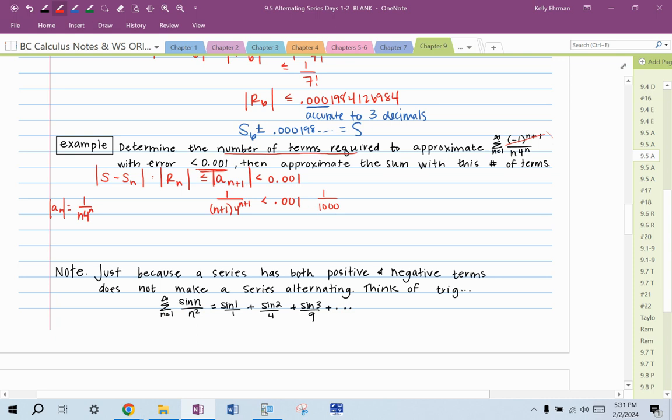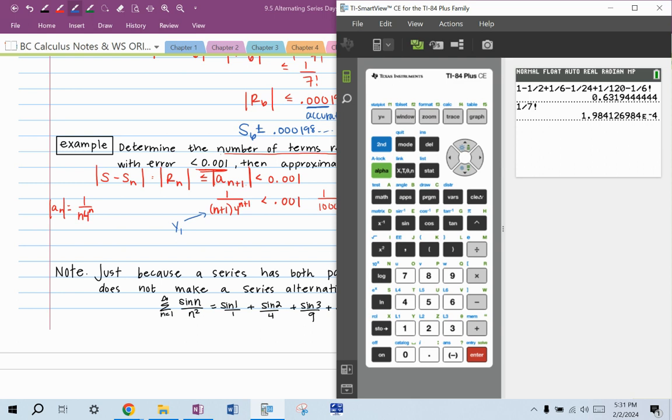But if we have a calculator, then we plug this into y1, and then we're looking in the table for which values of n cause this whole fraction to come out smaller than 0.001. So let's type this in first.